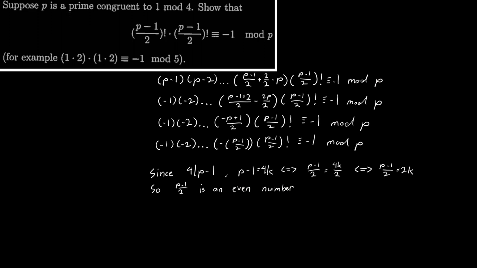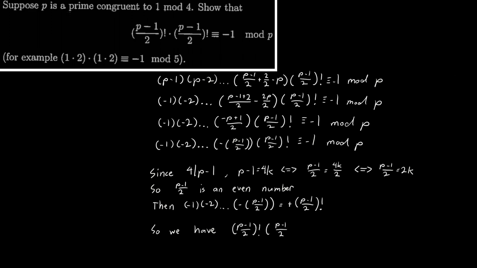if we list all the numbers from 1 to (p-1)/2, we'll have an even amount of those numbers. So we're going to have an even amount of these negative ones. So -1 times -2 times all the way up to -(p-1)/2 will equal positive ((p-1)/2)!. And so then we have ((p-1)/2)! times ((p-1)/2)! is the same as -1 mod p.